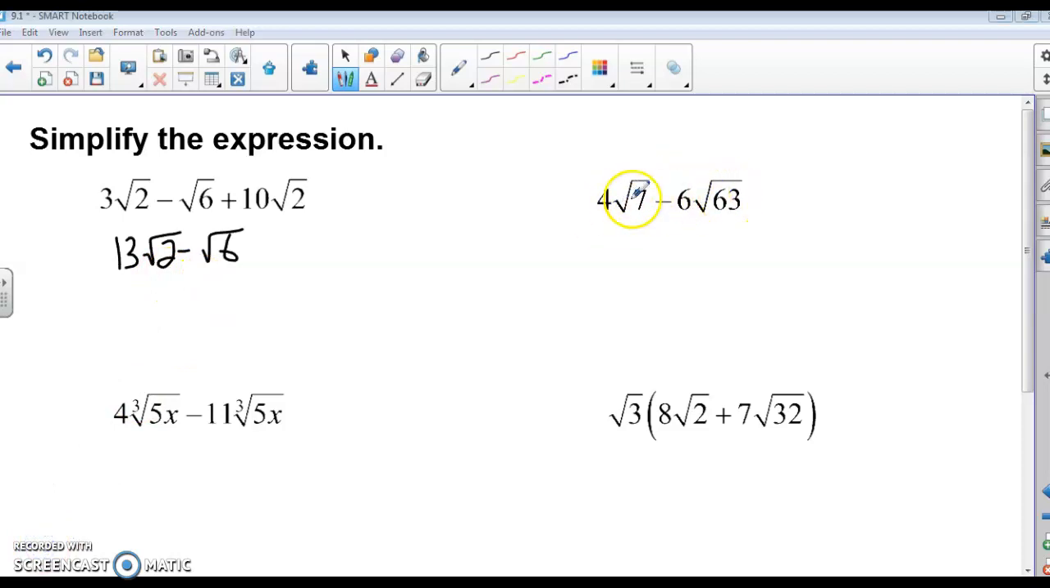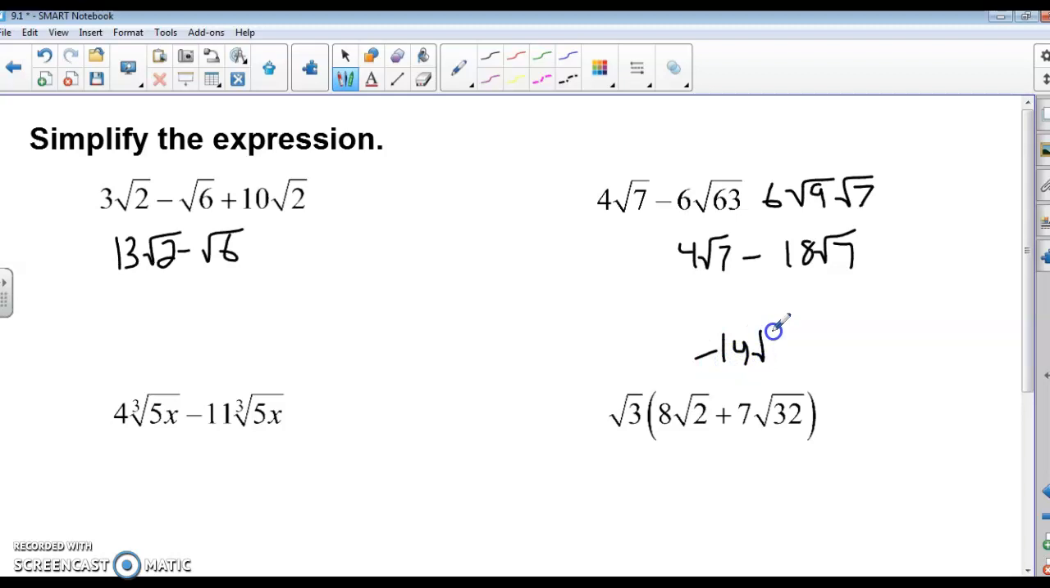Now this one here, it doesn't look like we have like terms, but 63 has a perfect square factor. 63 can be broken up into the square root of 9 and the square root of 7. So 9 is 3, so 6 times 3, because this would be 6 times the square root of 9, so 6 times 3 is 18. So I have 18 square root of 7, and then 4 square root of 7 minus that. So I have negative 14 root 7.